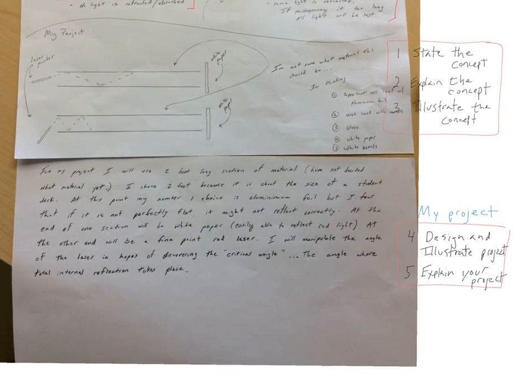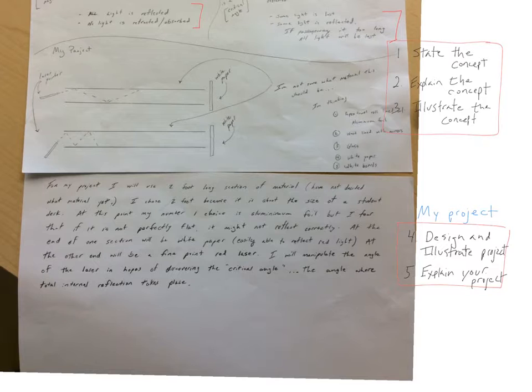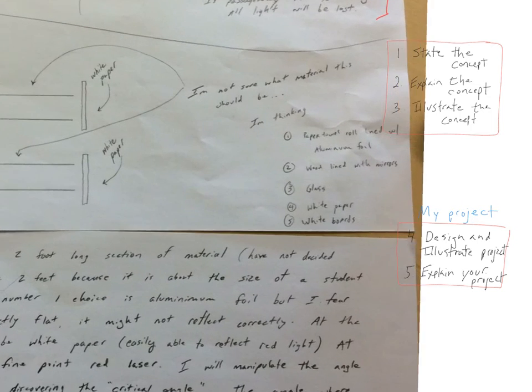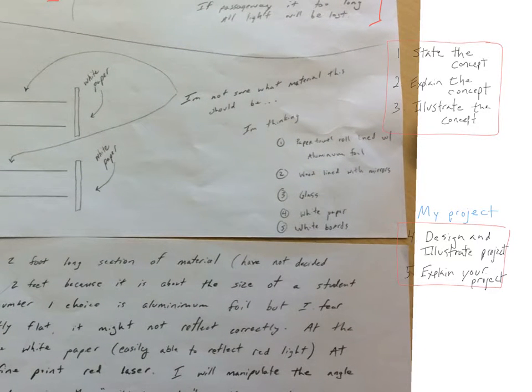Let's look at my plan. Number 4 is to design and illustrate the project. That can be found here, where I explain that I have a laser pointer at different angles shooting light into a tube at different angles. At the end, I've shown that I have white paper. This is where the light will hopefully reflect off of. I'm not 100% sure what material my tube should be, and I was clear about that here. I gave some ideas.